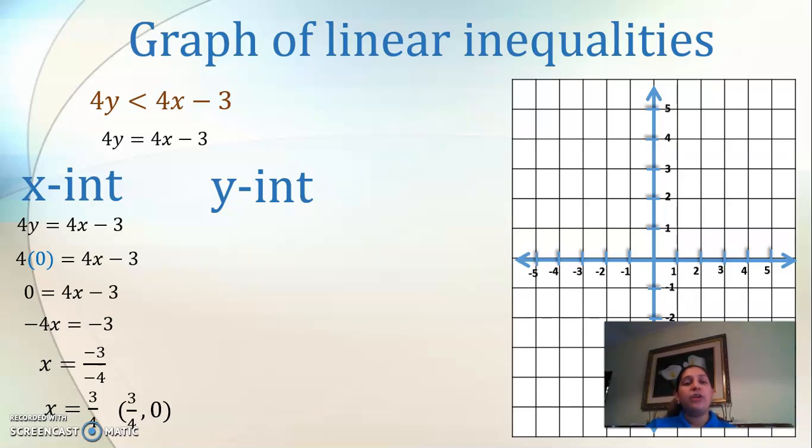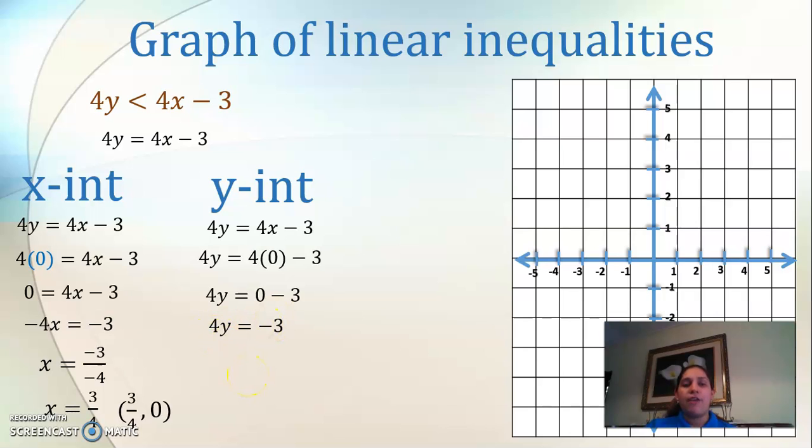Now, I need to see which is my y-intercept. Again, I write my equation, 4y equals 4x minus 3. And now, I substitute my value for the x by a 0, having it like this. 4y equals 4 times 0 minus 3. And 4 times 0 gives me 0. So I'll have it just like this. 4y equals 0 minus 3. Or 4y equals negative 3.